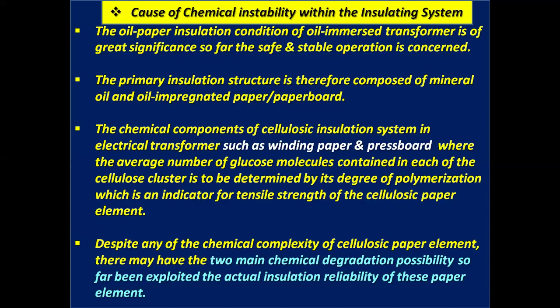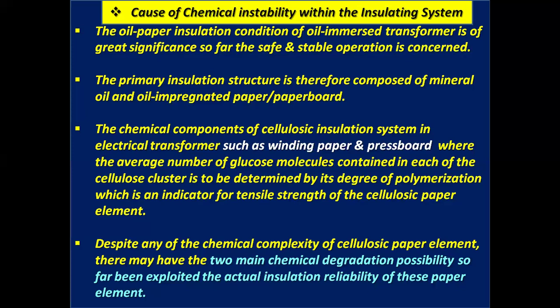The oil paper insulation condition of oil immersed transformers is of great significance so far as the safe and stable operation is concerned. The primary insulation structure is therefore composed of mineral oil and oil impregnated paper or paperboard insulation.